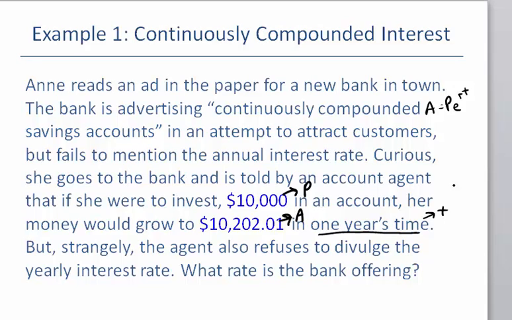And so we need to determine the interest rate. So we can set up the formula for this problem, and then solve for the interest rate. So if we set up what we know into our formula, plugging the A in, is equal to the P, E to the R times the time, which is 1. So we have a formula that looks like $10,202.01 is equal to 10,000 times E raised to the R times 1.